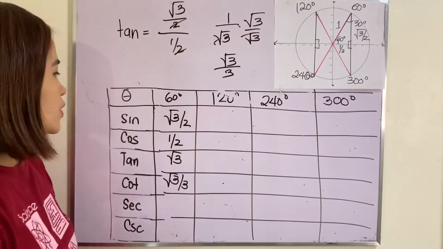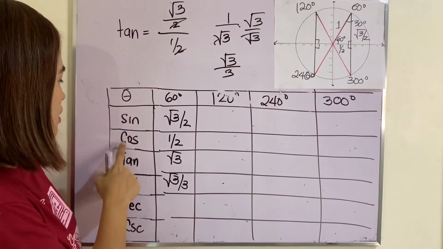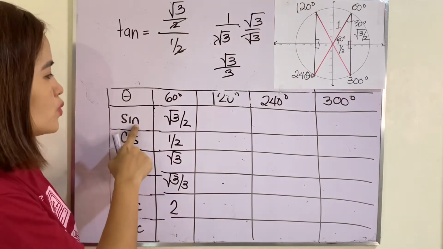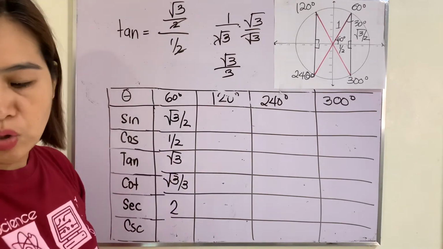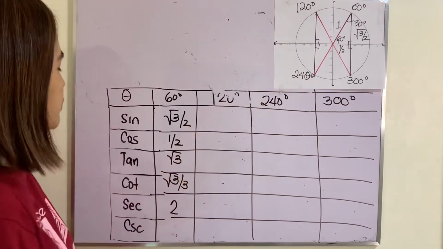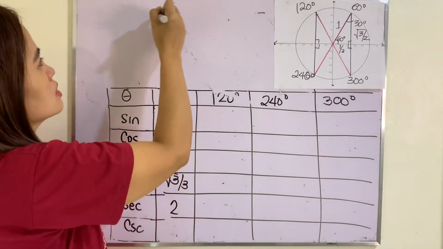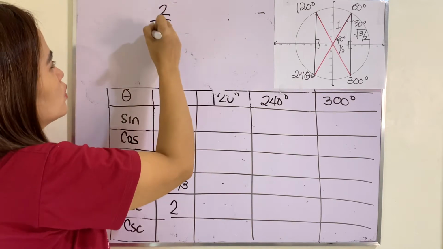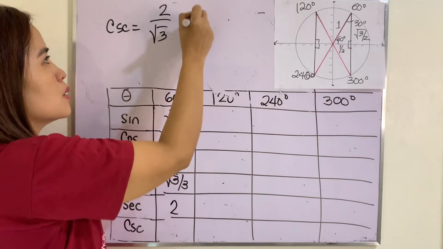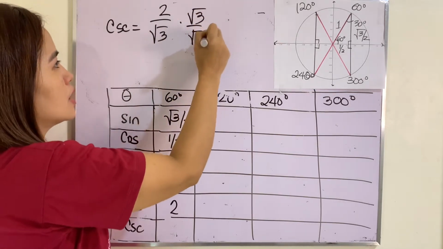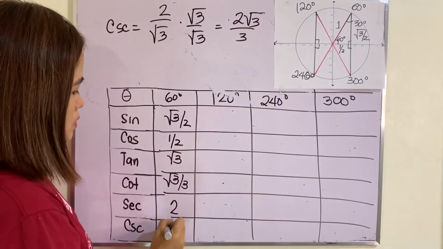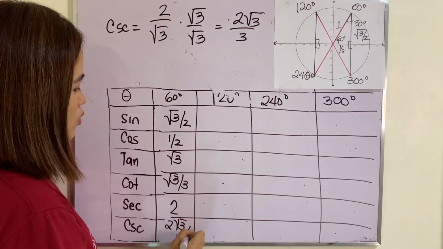For the second, we have the reciprocal of cosine, that is 2. For this one, the reciprocal of square root of 3 over 2 is 2 over square root of 3. I'm solving for cosecant. So this is, rationalizing it, 2 square root of 3 over 3.